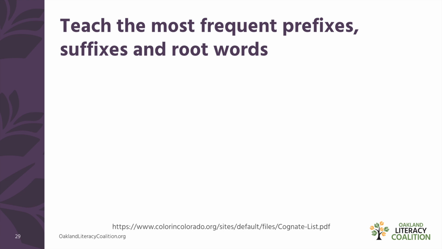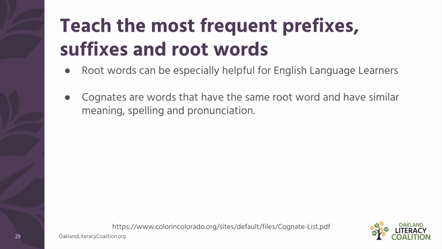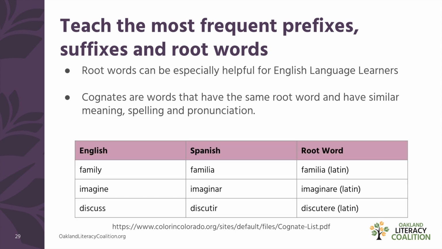Explicitly teaching roots can be especially helpful for English language learners because there are often cognates, words that have similar meaning, spelling, and pronunciation in two languages. This helps forge connections and understanding. For Spanish speaking students, Latin roots are particularly helpful. For example, both the English word family and the Spanish word familia come from the root word familia in Latin. In English, imagine, in Spanish, imaginar, come from the Latin root word imaginare. In English, discuss, in Spanish, discutir, come from the Latin root word discutere.